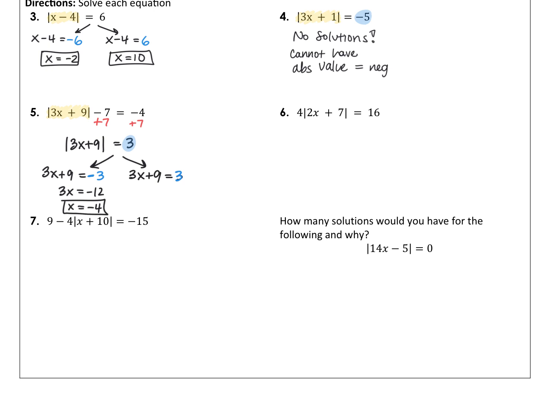Same thing over here. Subtract 9. And then divide by 3. Ta-da! Okay.